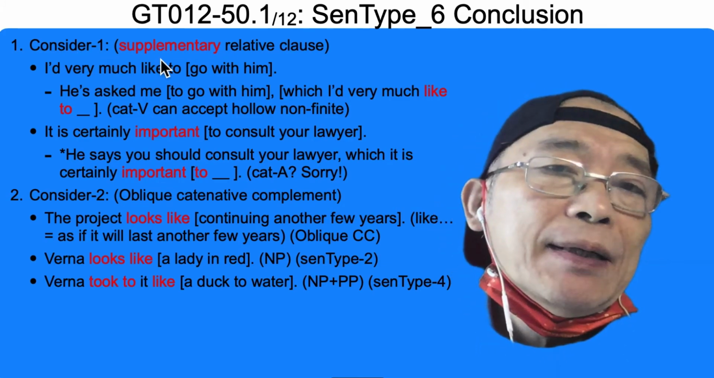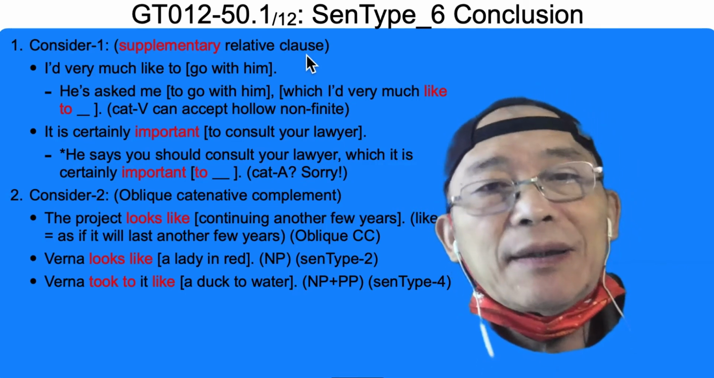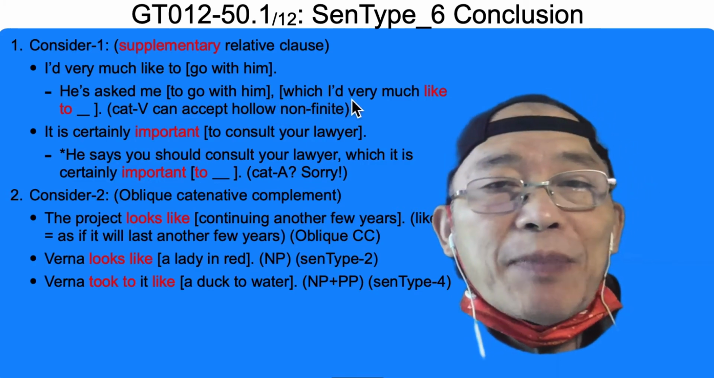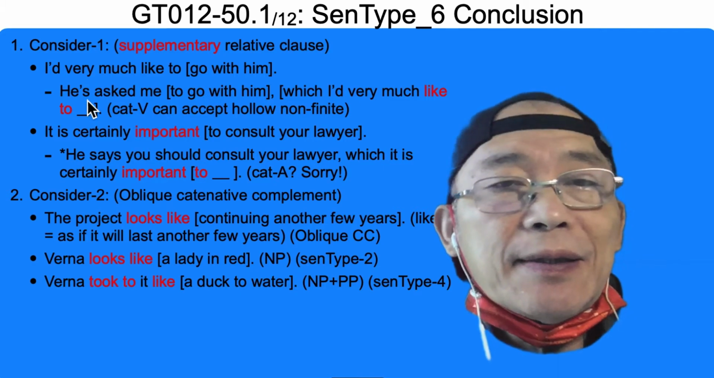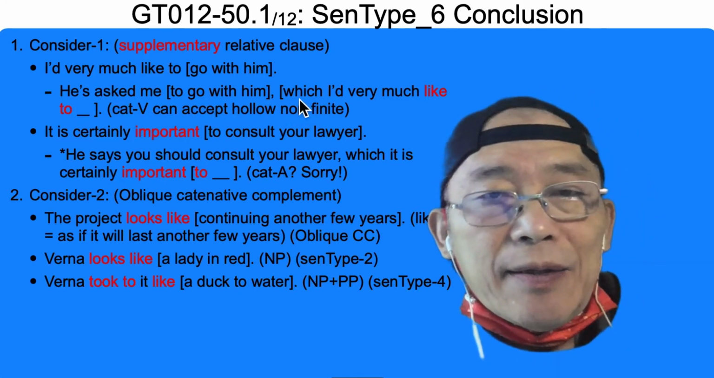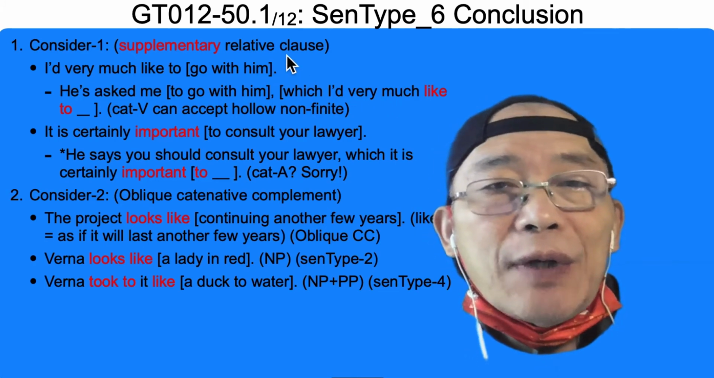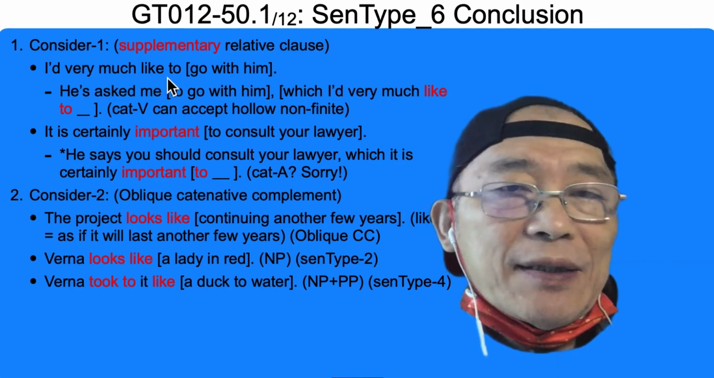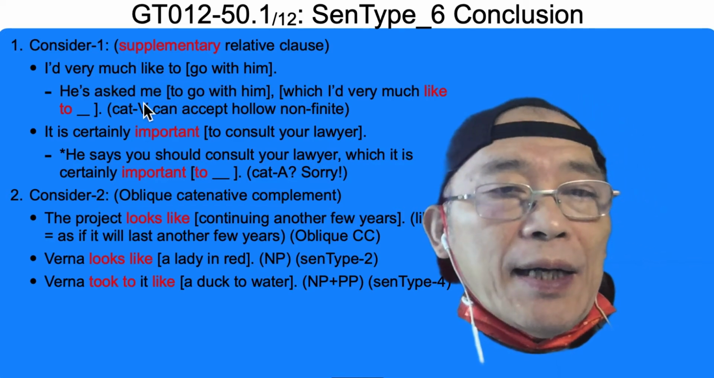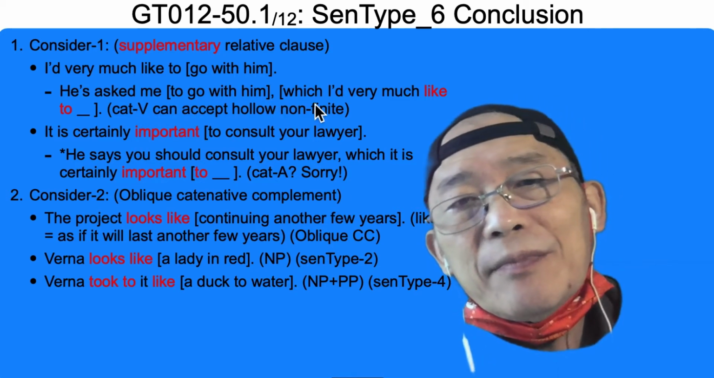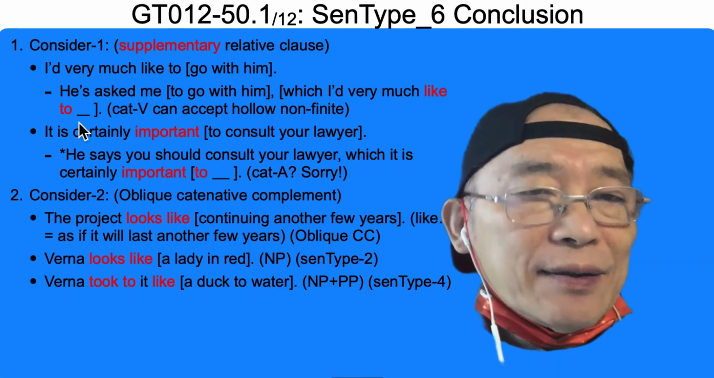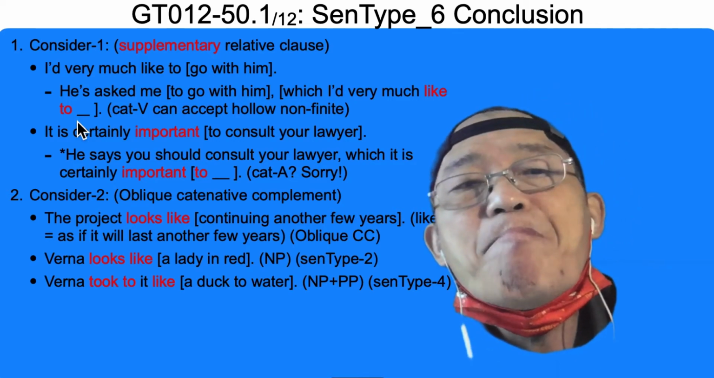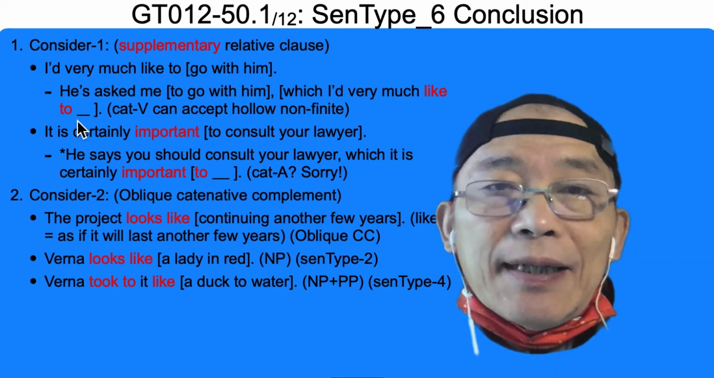Consideration one. Supplementary relative clause. Supplementary because there is a comma, so this part is supplementary, and this is the main clause. Started by which, so relative clause. Let's read this sentence first. I'd very much like to go with them. He's asked me to go with them, which I'd very much like to. Okay, that's fine. Let's do some analysis.